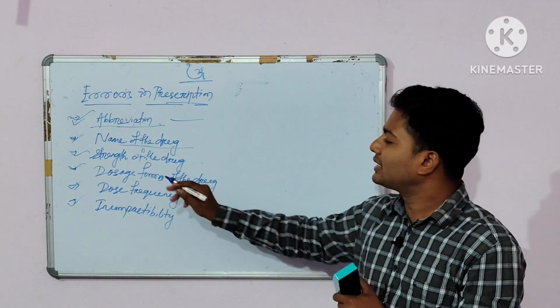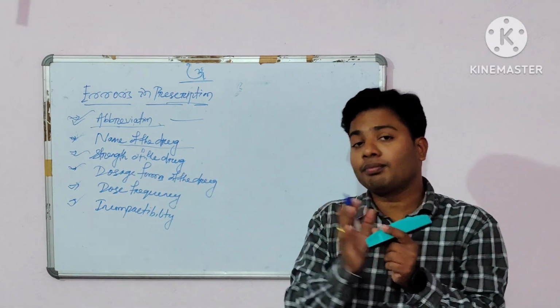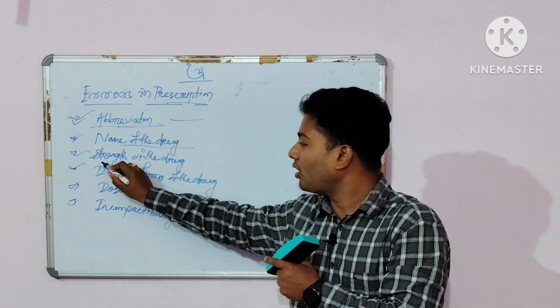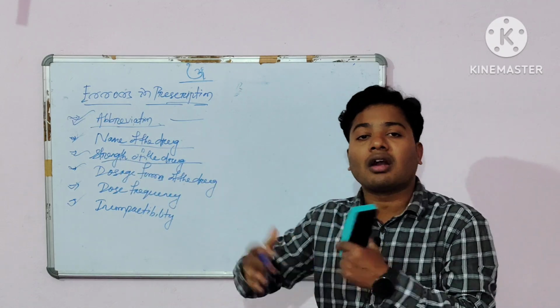Okay, so for strength of the dose, which type of errors are there in prescription?